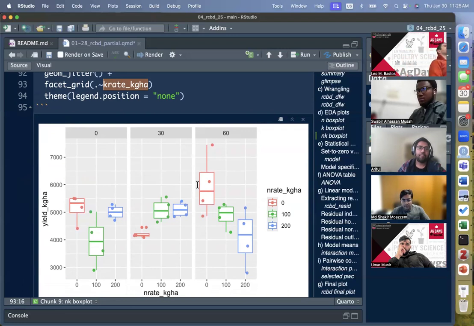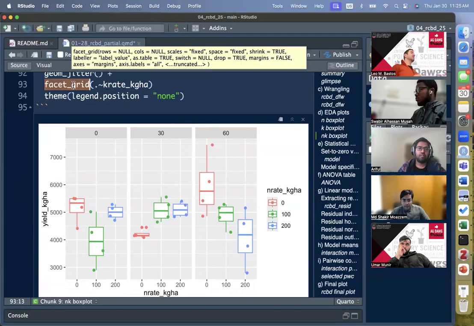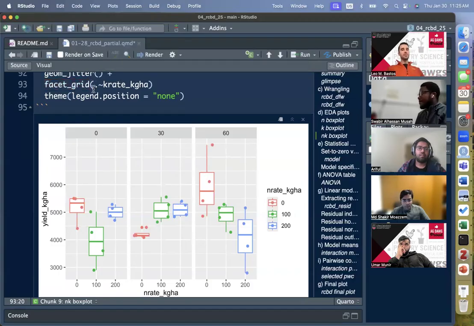Yes? Why do we do the dot and the tilde? Yes, great question. Jonathan's asking, why do we do the dot and the tilde? So this function specifically, facet grid, allows you to give a column before the tilde that goes on the rows, and a column after the tilde that goes on the columns. So if instead of doing dot tilde potassium rate, we had done potassium rate tilde dot, it would make this vertical.